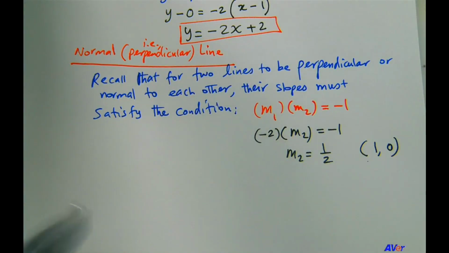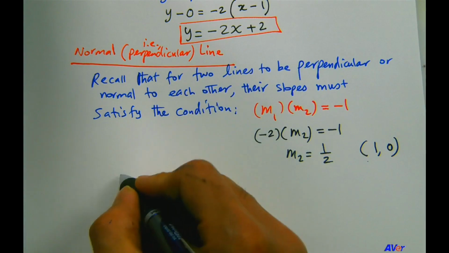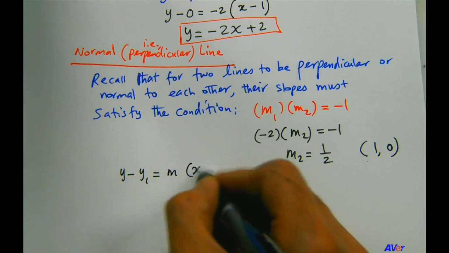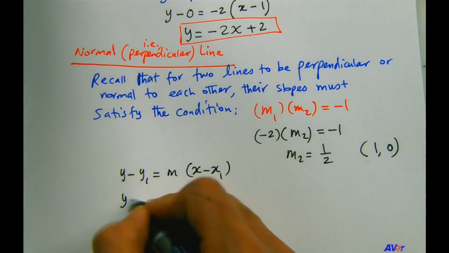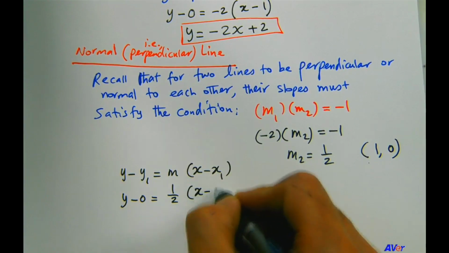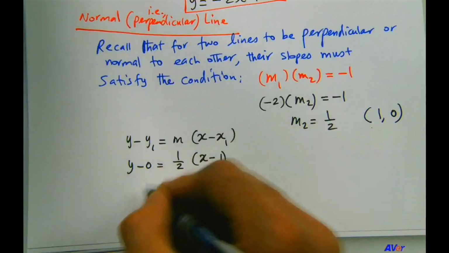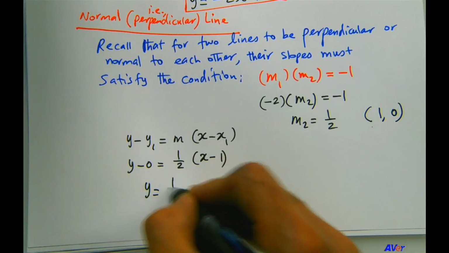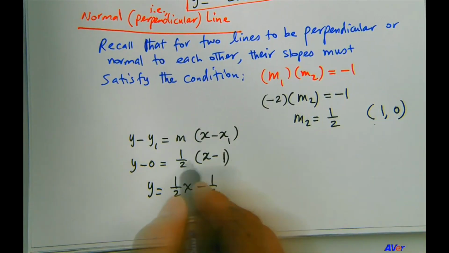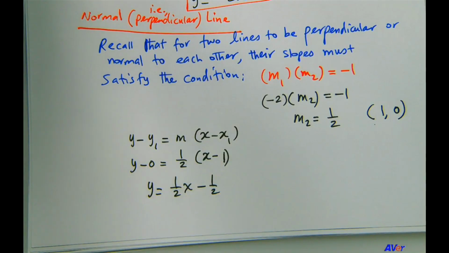Let's do that. So y minus y1 equals m times x minus x1. y minus 0 equals 1/2 times x minus 1. And then we have y equals 1/2 x minus 1/2, right? After distributing the 1/2 into that.